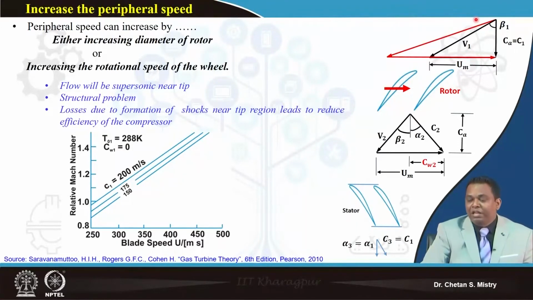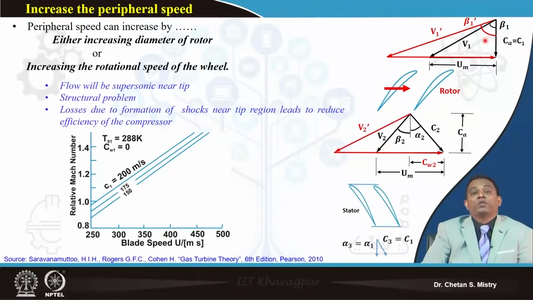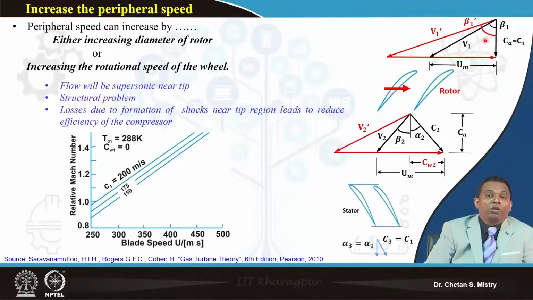So what is happening here, if you look at my relative velocity component at the entry of my rotor, that is going to increase. Okay. Same way, what is happening at the exit of my rotor, because I am increasing my peripheral speed, my relative velocity at the exit of my rotor will also be increasing. Now, this is a tricky case. Okay. Suppose this is my velocity triangle at the midsection. If I am moving towards the tip, what will happen?